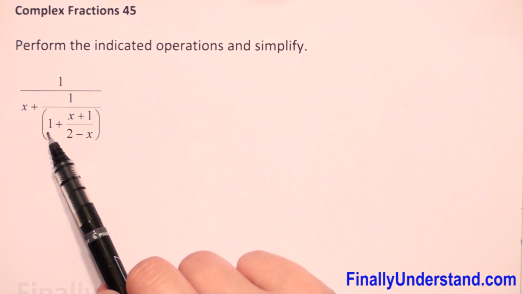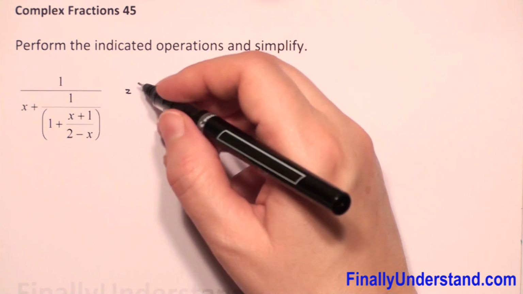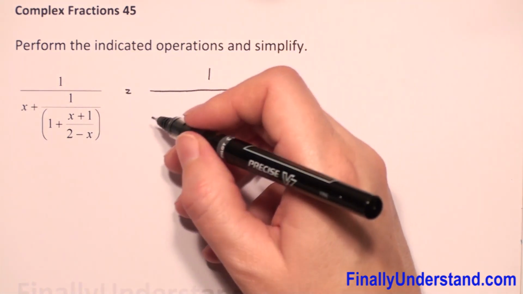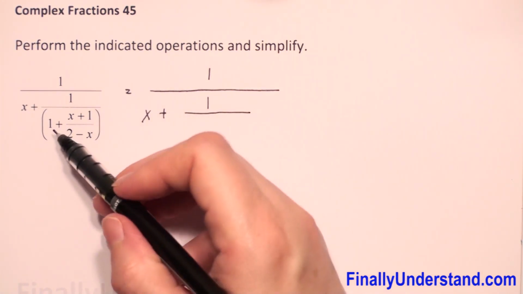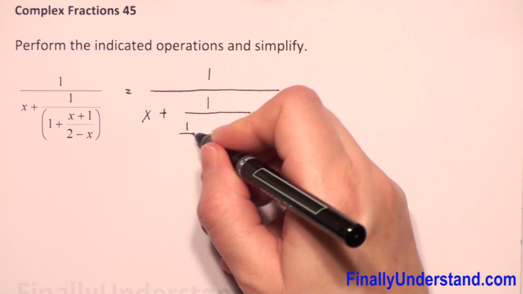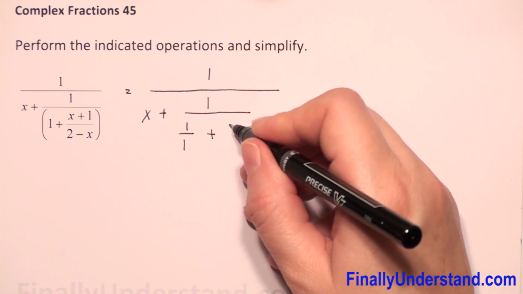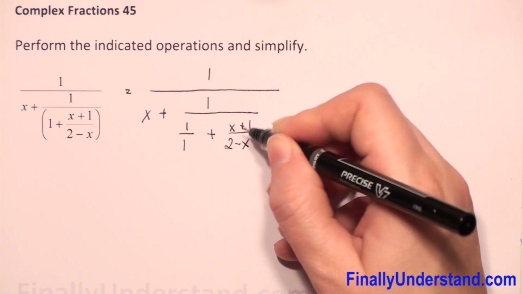So I can change 1 to a fraction. Let me copy the beginning. This is our main fraction bar. We have 1 over x plus 1 over, and next I will change this 1 to a fraction. I have to put only over 1, and now we have the fraction x plus 1 over 2 minus x.